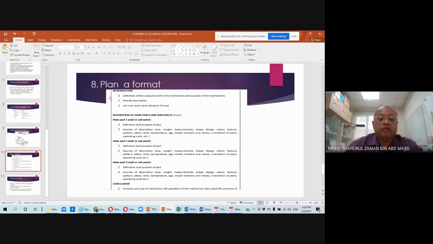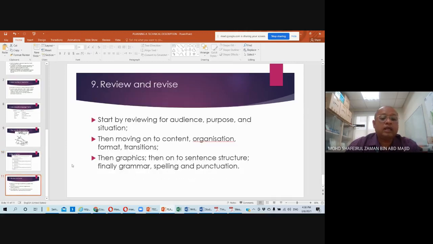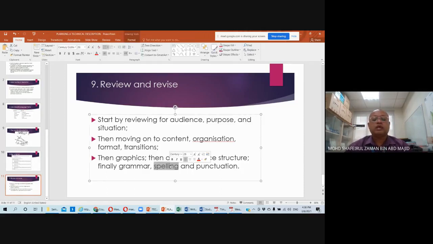Number 8, plan the format. I'm going to share with you the actual format of this and some examples. And lastly, to review and to revise the content. Okay, so this is a common problem, spelling. When it comes to infographics, please be very careful with the spelling.